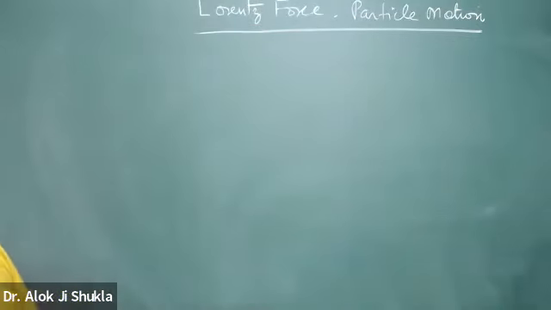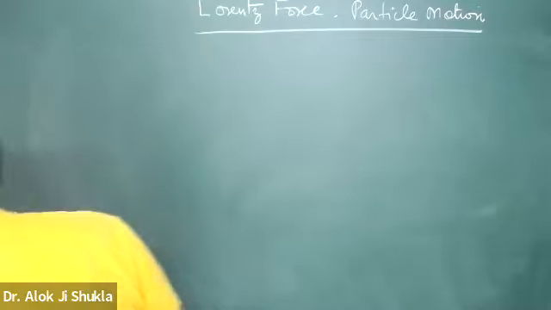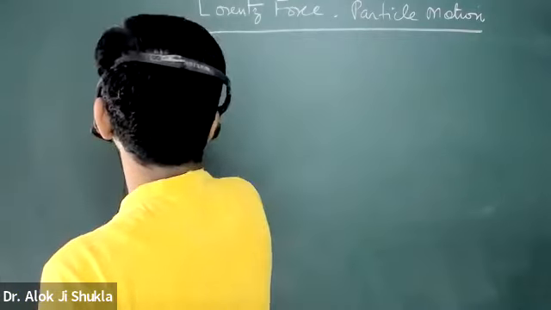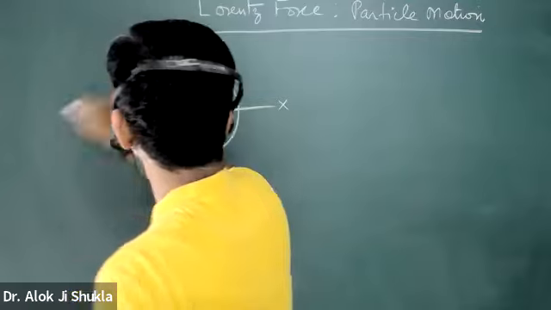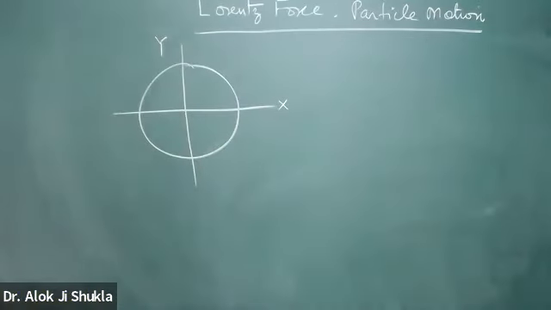Let's see this question. A proton moves with a speed 300 meter per second in a circular orbit in the xy plane. So this is the xy plane, and suppose this is a circular orbit, in a magnetic field 1 Tesla along the positive Z direction.